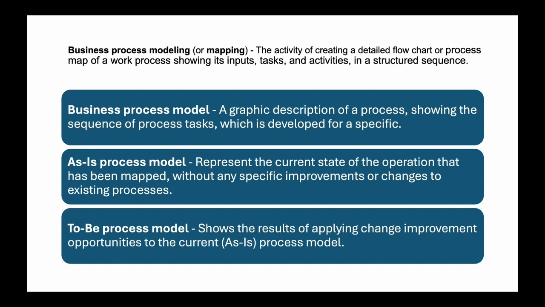في عندكم as is وفي عندكم to be process. As is process represents the current state of the operation that has been mapped without any specific improvements or changes to existing processes. يعني هي هاي الموجودة. To be process shows the results of applying change improvement opportunities to the current as is process model. يعني هي شوية تعديلات بتصير على ال as is process model.